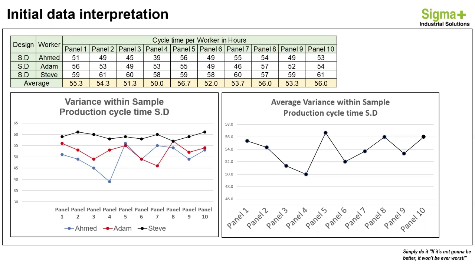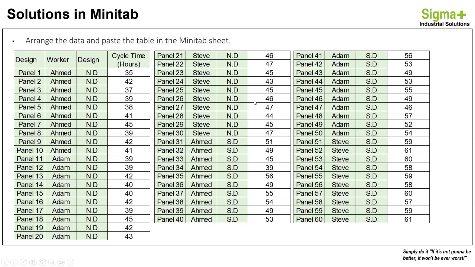So this is a point the designer has to take into consideration, to simplify the design for the worker. So we make sure that the worker is 100% capable to do the work on time and on quality. Okay, now let's go to the first step in the Minitab solution.